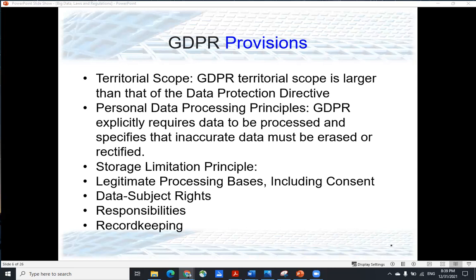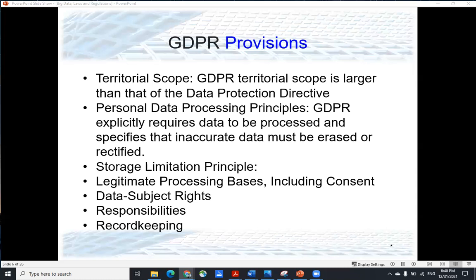It deals with the territorial scope. So what does that mean? It's larger than that of the Data Protection Directive, because by 2012, 2016, there were a lot more members of the European Union than previously. And then personal data processing principles: GDPR explicitly requires data to be processed accurately and specifies that inaccurate data must be erased or rectified. That's something new. So if they have inaccurate information about you, that has to be either deleted or fixed.